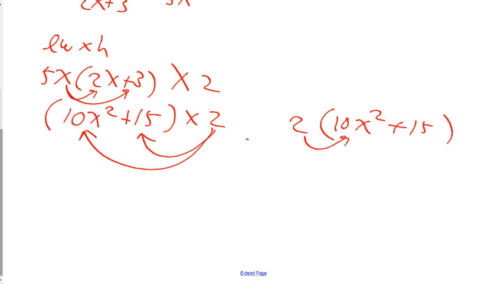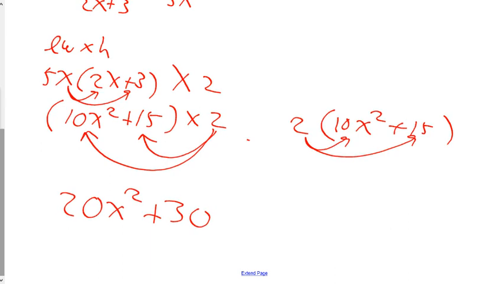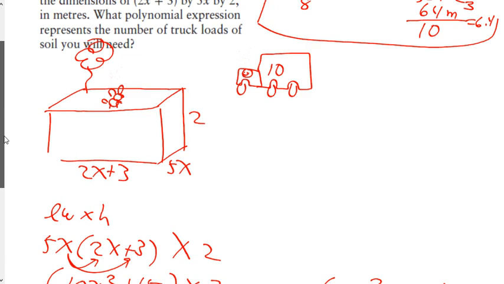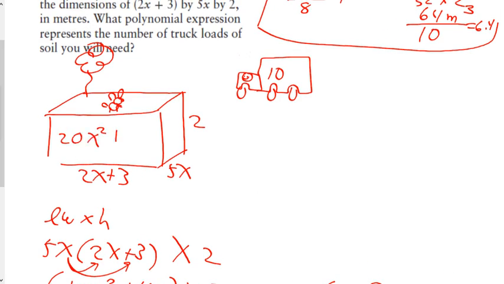Most of you like the look of this better because you're used to it. But you can do it either way. Either way, you're going to get a volume of dirt plus 30. Plus 30. That's the volume of dirt. Okay? So it's 20x squared plus 30 is the volume of dirt.